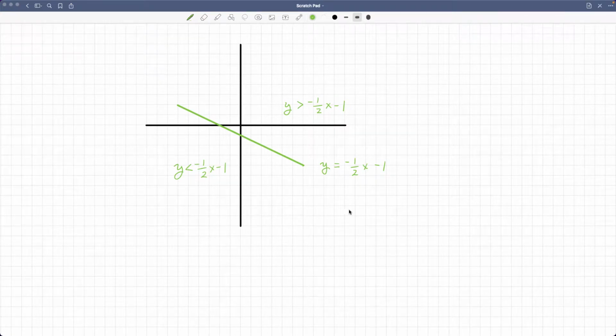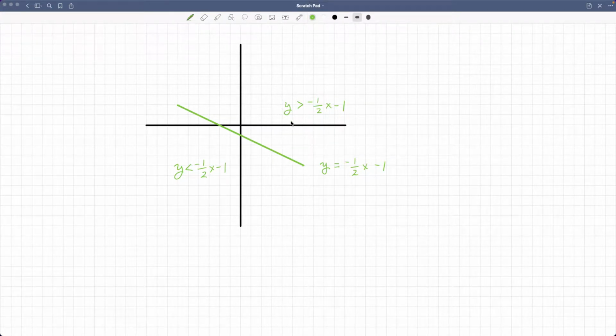I'm going to talk about some non-linear inequalities. So this is a linear inequality here, and it's linear because we have a line. Line equals linear. So we know that with linear inequalities, the line divides the coordinate plane into three areas. We have the area that is greater than the line. So y is greater than negative 1/2 x minus 1.